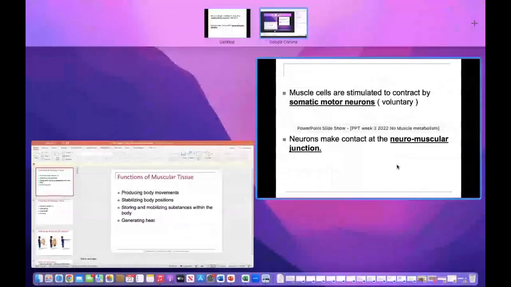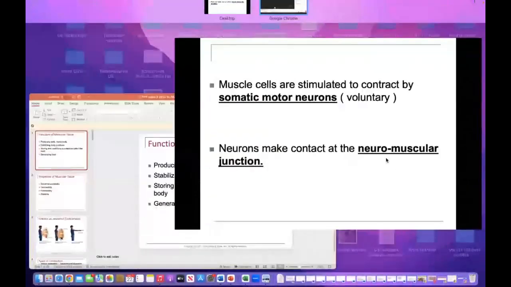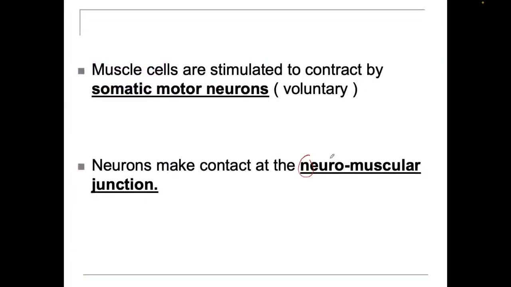Okay, welcome back, class. Let's take a look at the neuromuscular junction, the NMJ. Muscles and muscle cells are going to be stimulated to contract by somatic motor neurons.